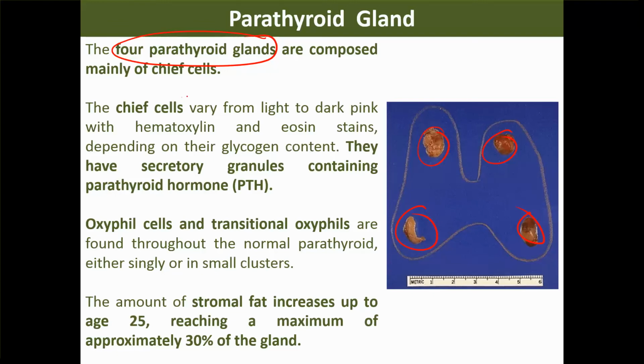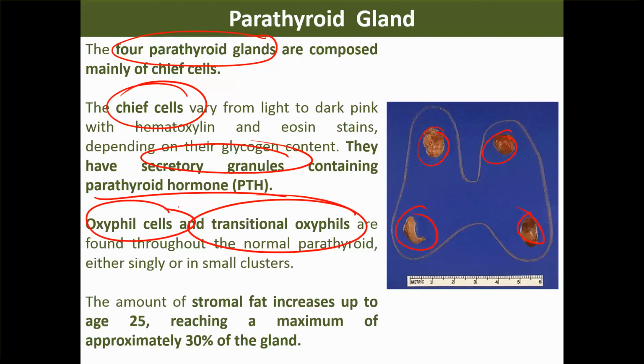And they are composed of chief cells which secrete parathyroid hormone, and they contain secretory granules, all those stuffs, and oxyphil cells, and other types of oxyphil cells are called transitional oxyphil cells. They are found throughout the parathyroid gland in single or clusters, just they are supporting cells. And remember, when the age increases, the fat increases in the parathyroid gland. That's what I mentioned here.